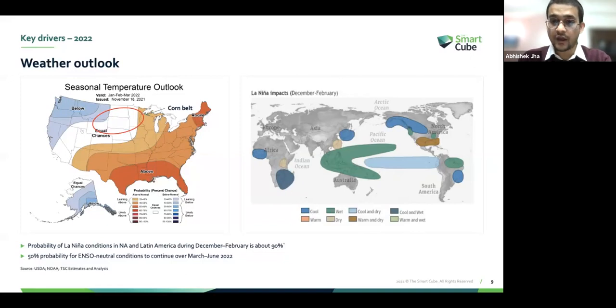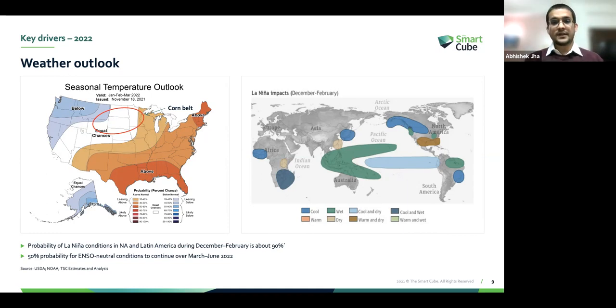But as of now, the weather developments are such that the first corn crop that comes out of Brazil is going well, and the sowing and the development are on track, and that is likely to have a positive, supportive impact on the global corn supply moving ahead.